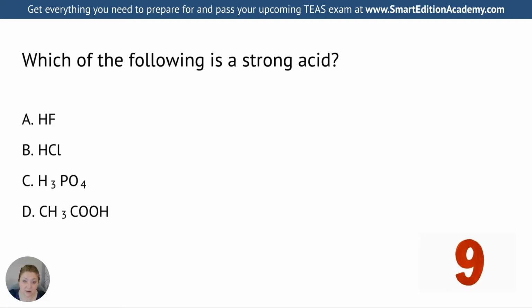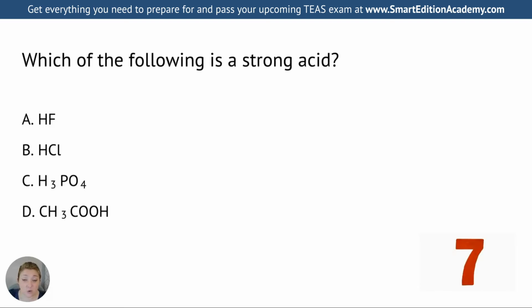Again, this is going to come into play where it's going to be handy to memorize those chemical formulas of some common strong and weak acids. That way you'll know which ones are strong and which ones are weak. So we have HF, HCl, H3PO4, which is phosphoric acid, and CH3COOH.